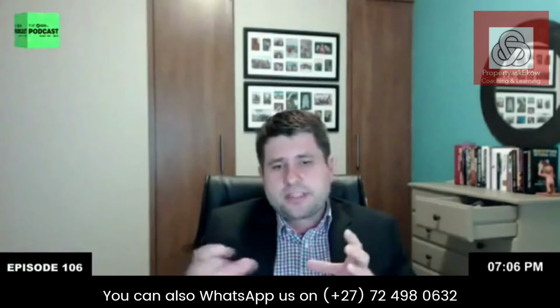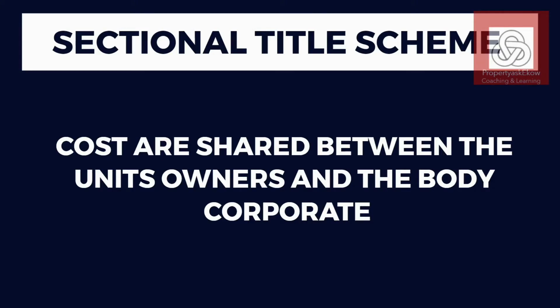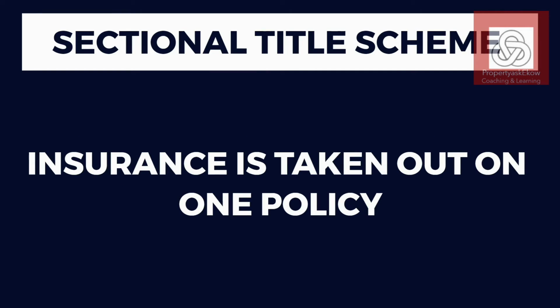a similar way, the costs relating to that property, be it maintenance as well as insurance, all form part of a single cost item and are shared, not equally, but are shared between the unit owners as part of the body corporate. So what would happen is that the insurance for a body corporate would be taken out on one policy. So every unit owner wouldn't have their own building insurance policy.